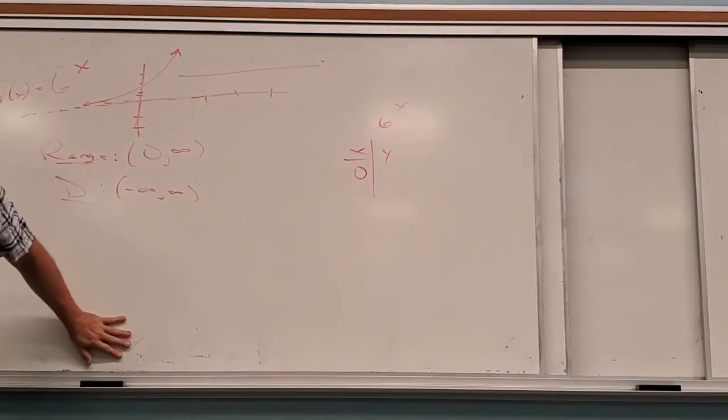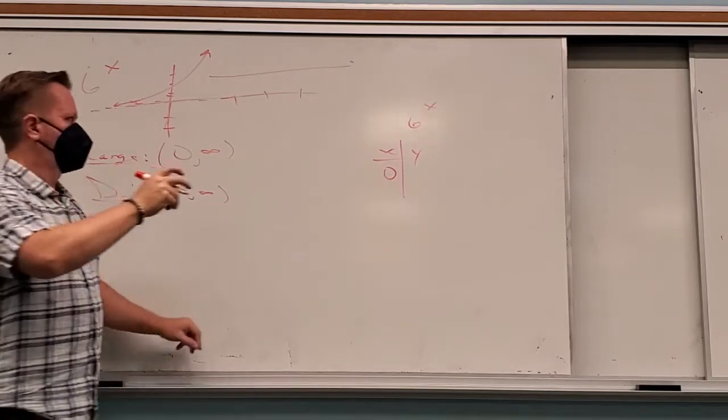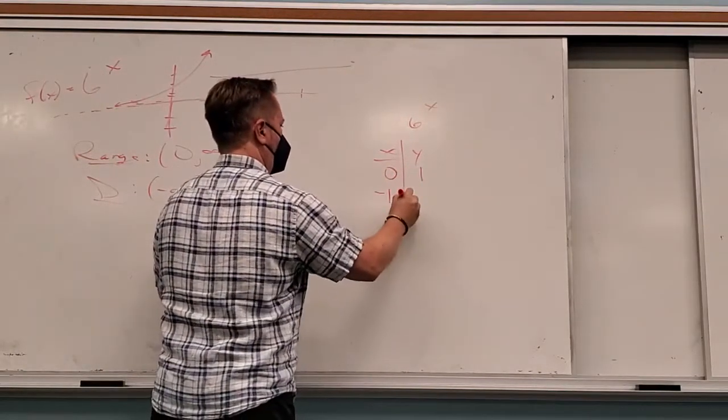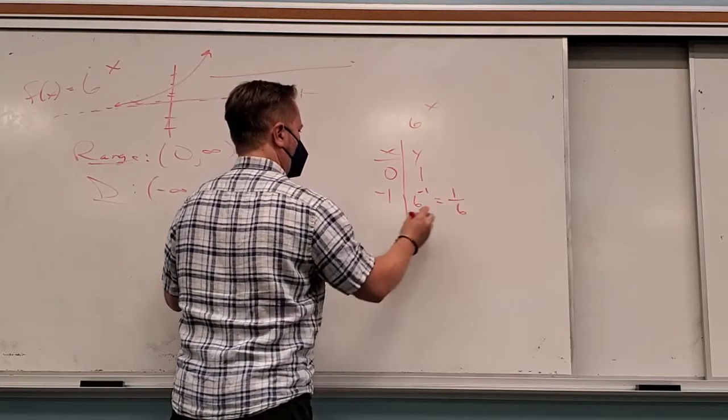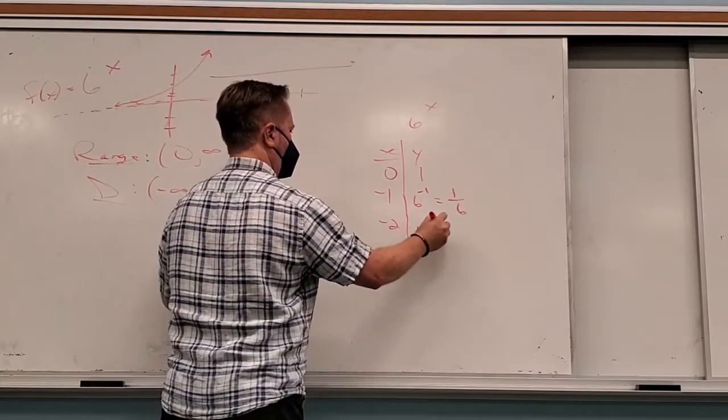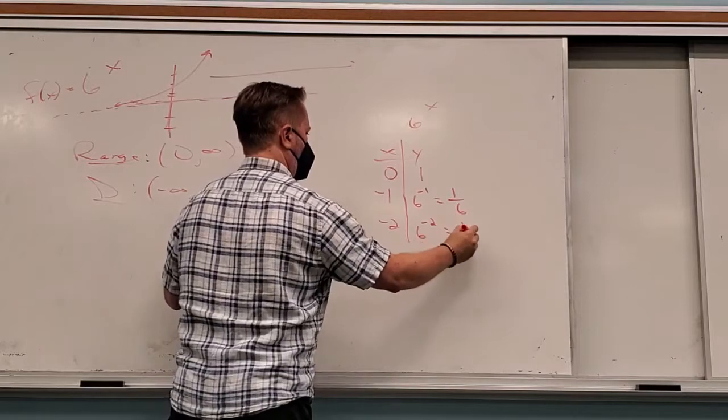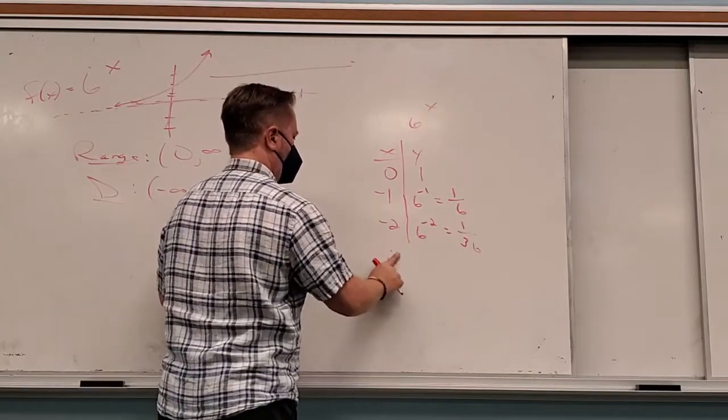What's 6 to the 0? 1. What's 6 to the negative 1? 1/6. What's 6 to the negative 2? 1 over 36. What's 6 to the negative 3?